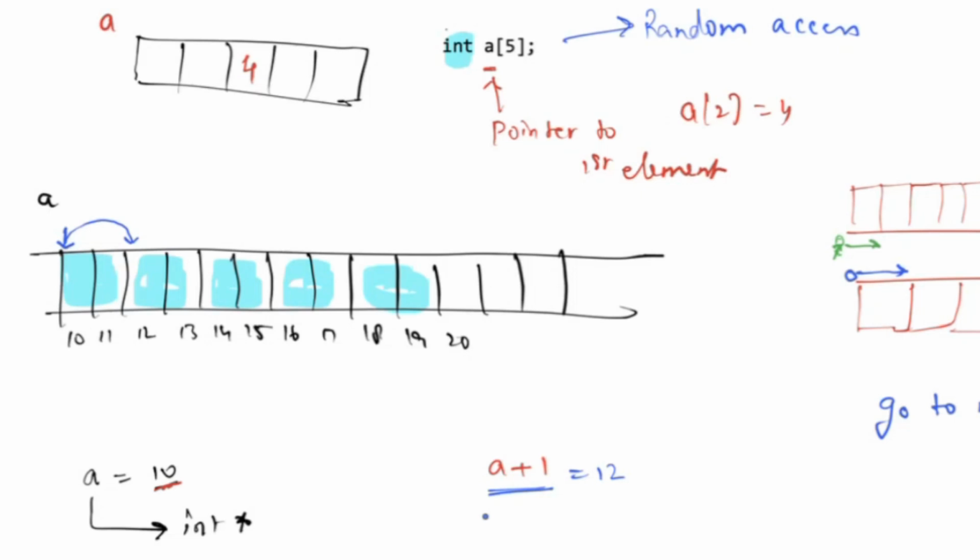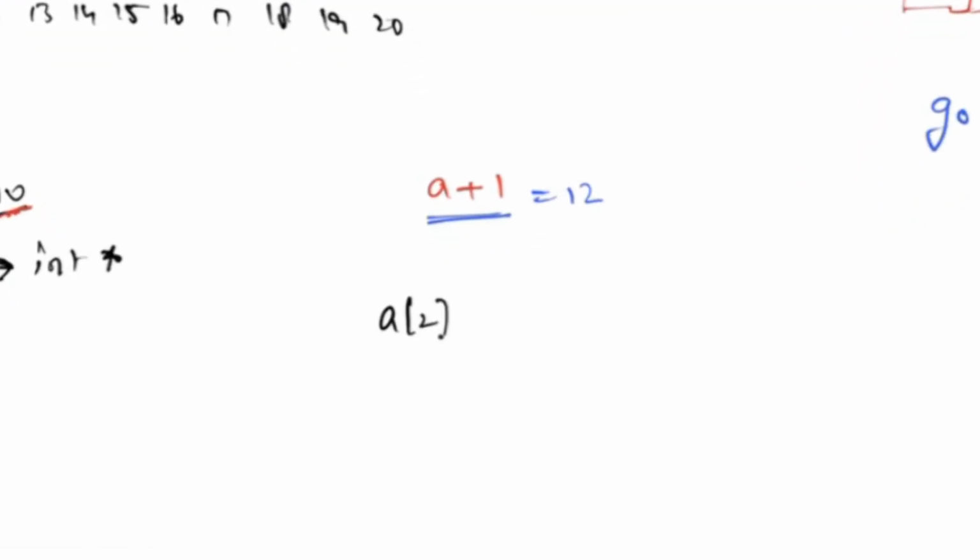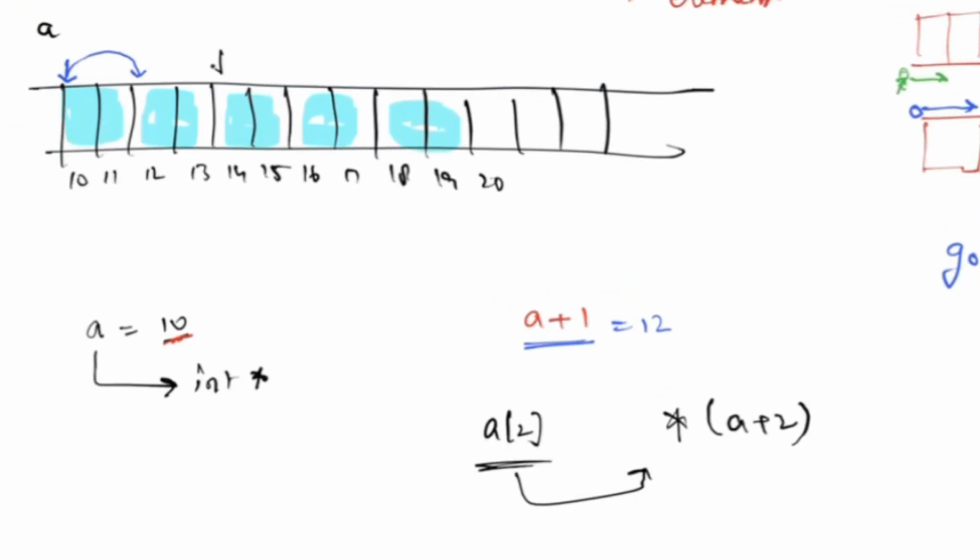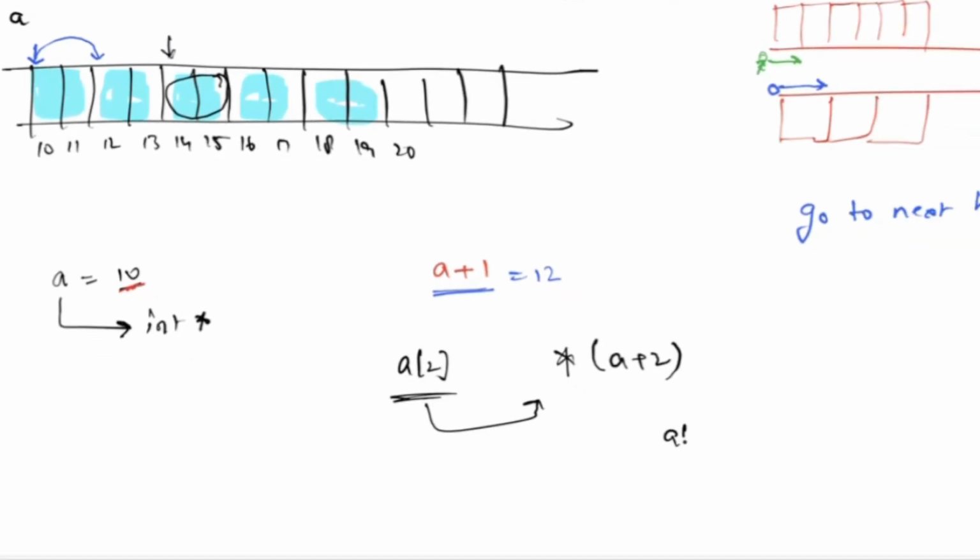When I say A[2], the compiler translates it to value at (A plus 2). So A plus 2 means this memory, and the value at this memory. If I say A[3], the compiler will do value at (A plus 3). So whether the compiler is doing value at (A plus 2) or value at (A plus 3), the time taken in both cases will be the same.